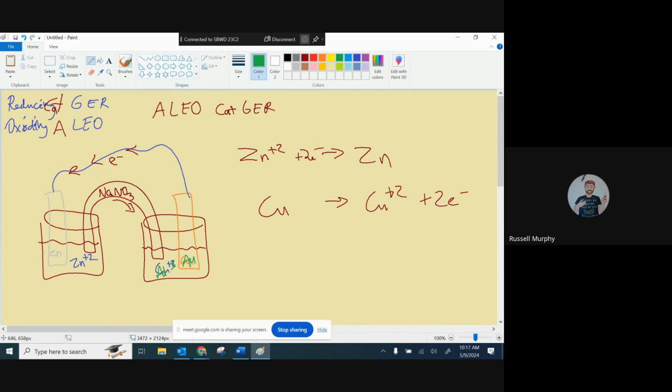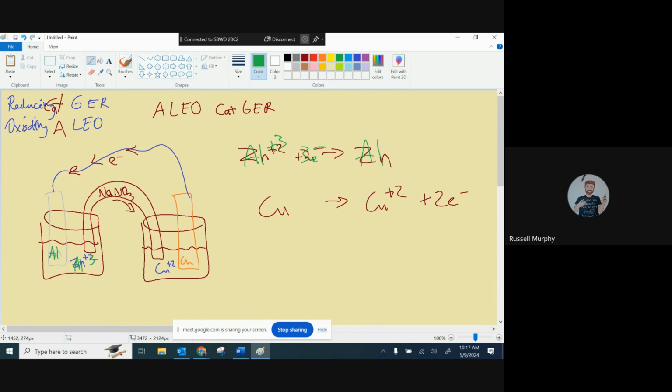We could just change the whole problem and replace zinc with aluminum, which means this is going to be aluminum plus three electrons and aluminum, right?